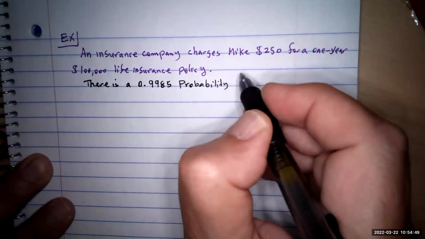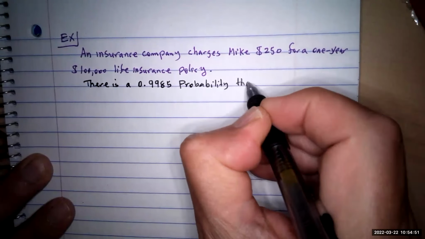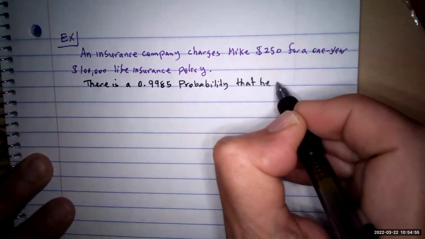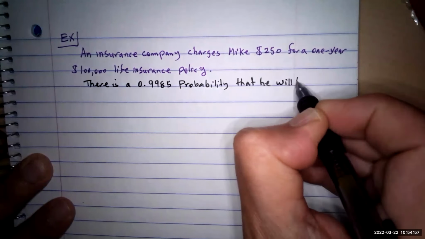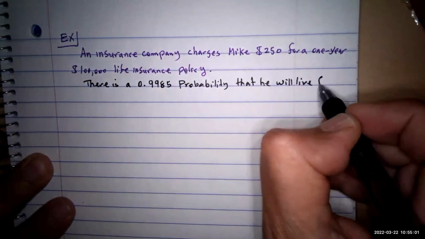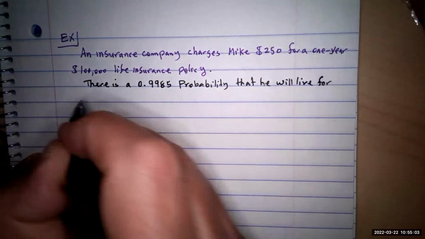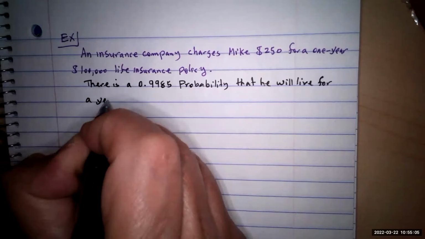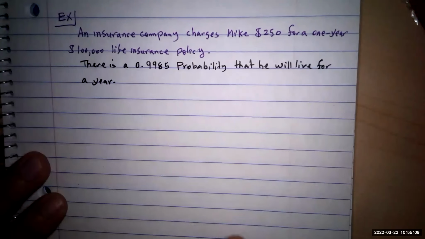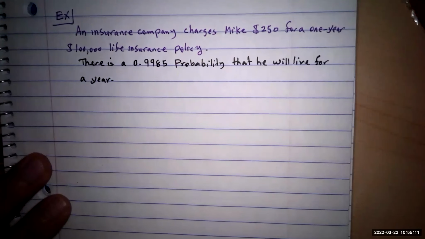Okay, probability that he will leave. He will be alive for a year. That's almost 100% if you're a young person. This is the probability that you're going to be alive at the end of the year. Okay, so this is it.